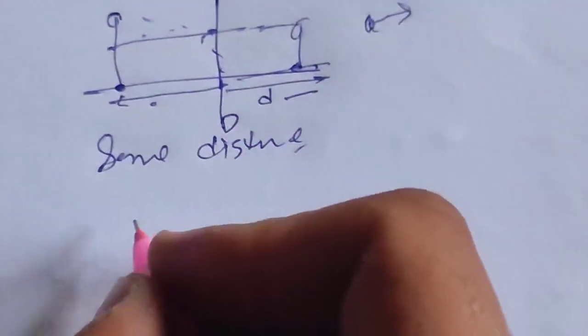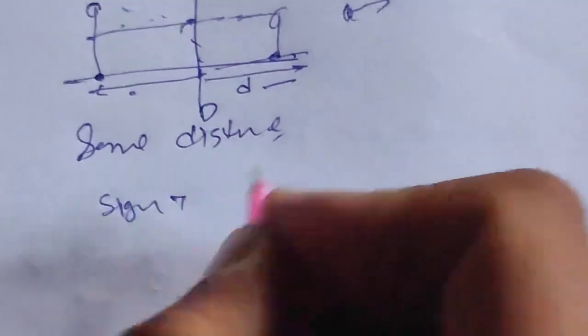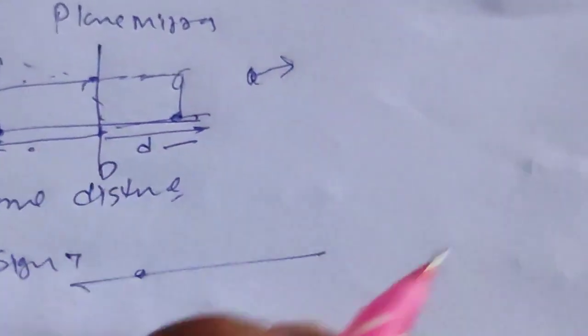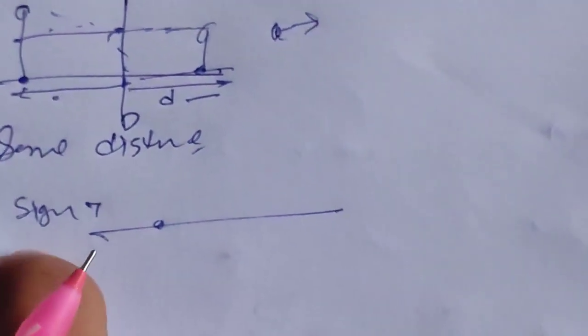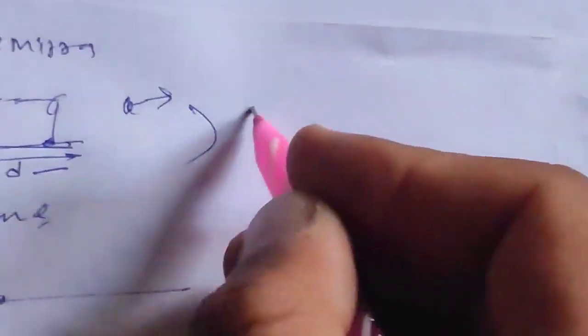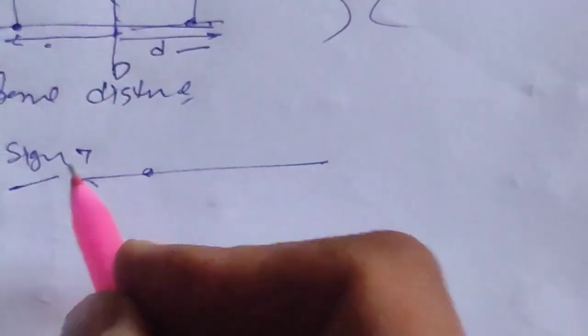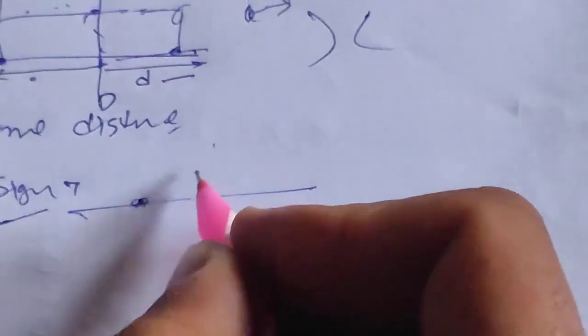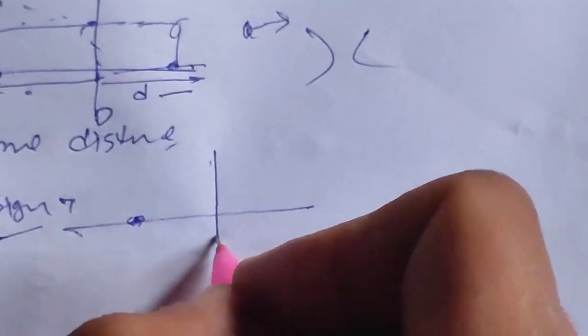So first of all, we use the sign convention. A plane mirror doesn't have any use of sign convention, but when we talk about concave and convex mirrors, the sign convention plays a very important role. So first, the sign of the object. For example, this is our plane mirror or anything else.